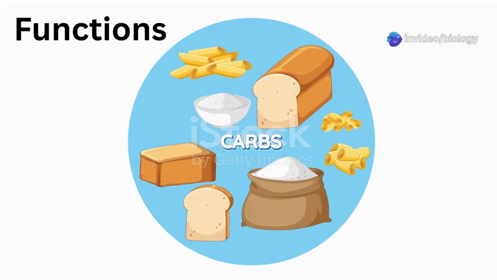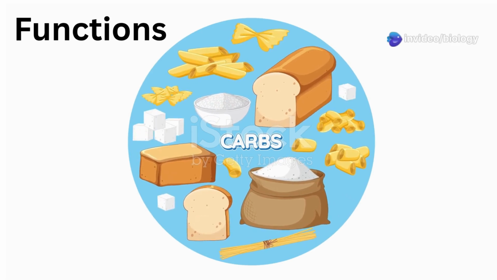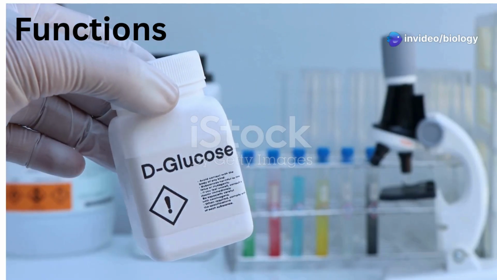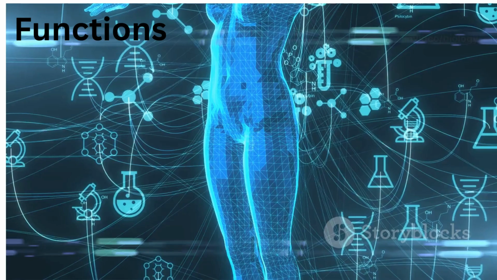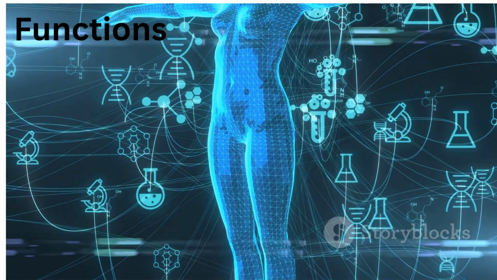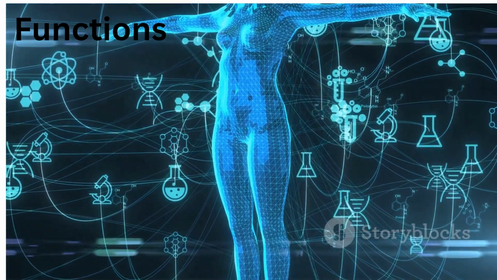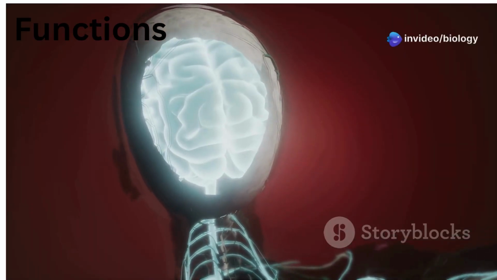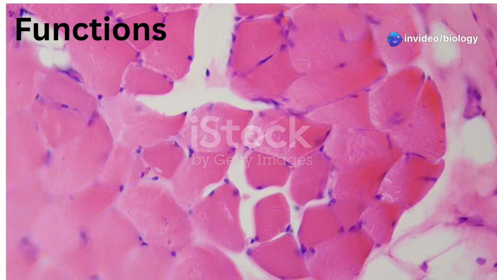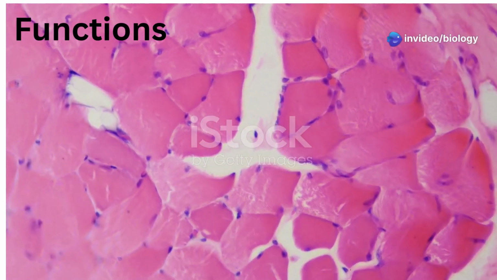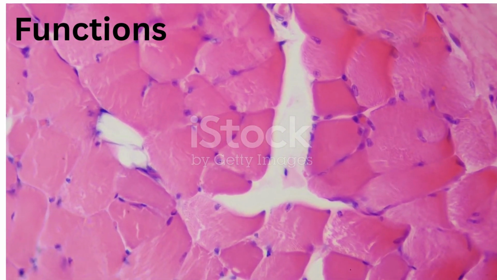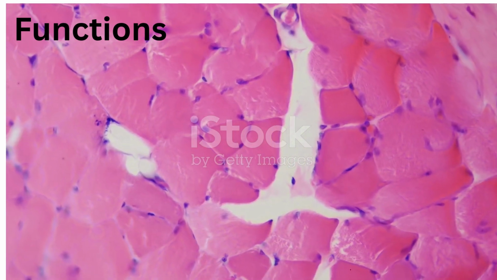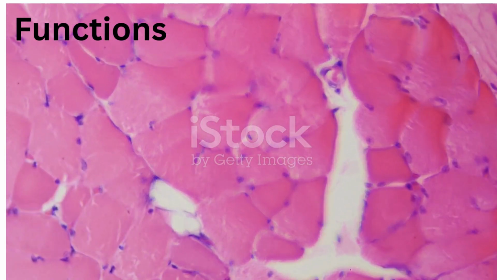Carbohydrates serve several vital functions in living organisms. Glucose is the main fuel for cellular respiration, producing adenosine triphosphate, or ATP, the energy currency of the cell. The brain primarily relies on glucose for its function. Glycogen in animals and starch in plants serve as readily accessible energy reserves. When energy is needed, these polymers can be broken down into glucose.